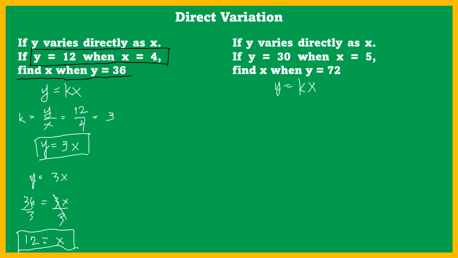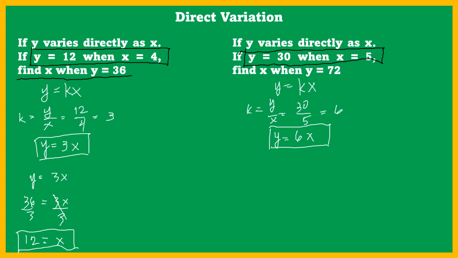Okay, so first, determining the value of k, which is y over x. So, in this case, gagamitin ulit natin yung unang given na y is equal to 30 when x is equal to 5. So, that means we will have 30 over 5 and our constant of variation is 6. Now, we can plug it into our equation. We have y is equal to 6x and this is our equation of variation.